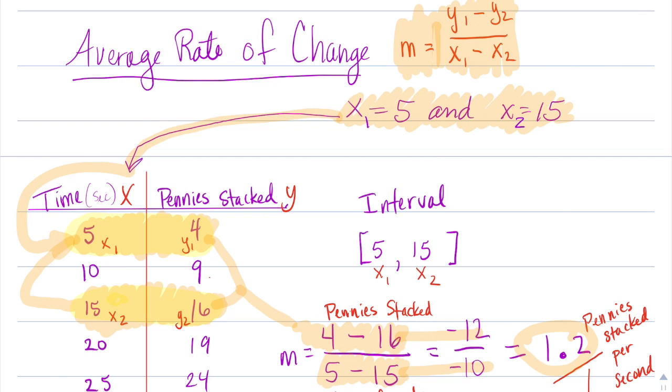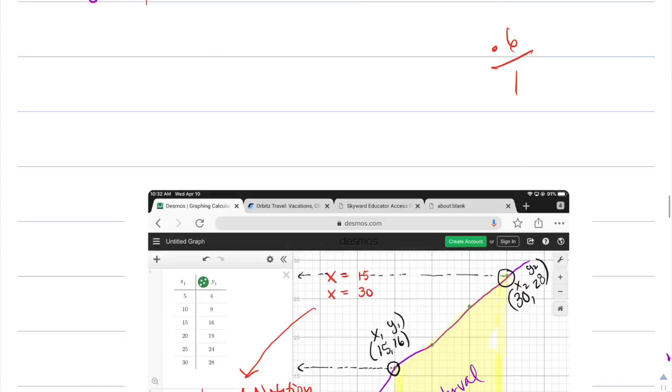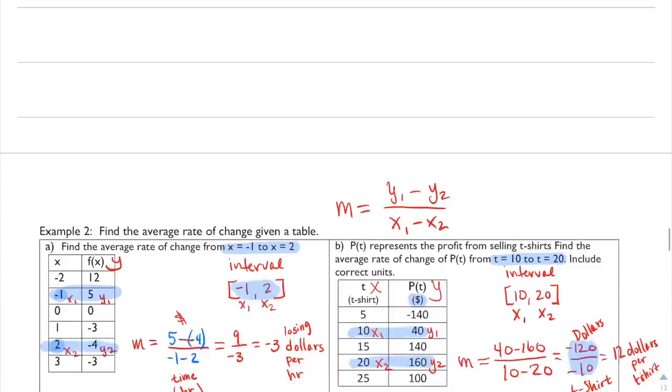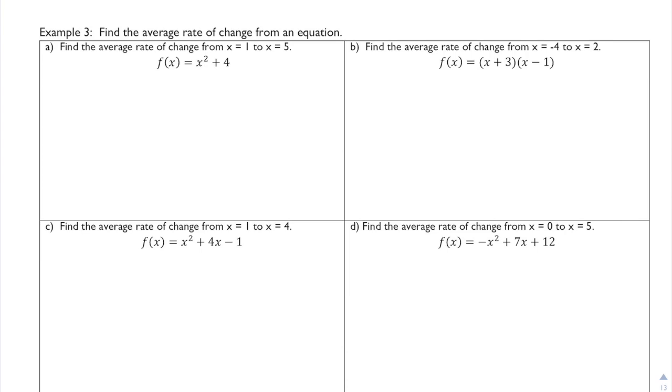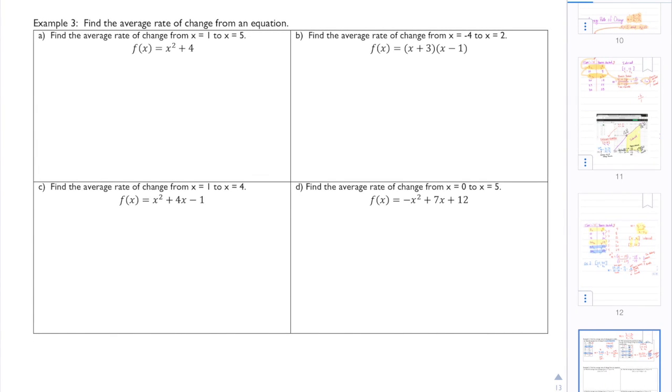So now we're going to learn how to do that when we are given an equation. So we did a table, intervals from tables, intervals from graphs, and now we're going to do intervals, an average rate of change from an equation. So you are going to take notes on page, let's see where we're at, page 13 in your notes. You're going to go to example 3, so you can pause this for a second so you can find that in your notes. And then we'll get started.